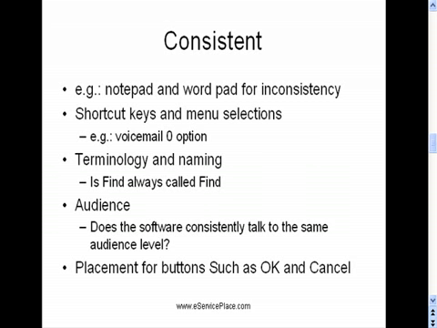And second, the shortcut keys and menu selections. Whenever we use a shortcut key, it should be used for the same functionality throughout the application. If you want an example, let's take the voicemail. In all the voicemail systems, the 0 option is always to get connected to a real person. Terminology and naming. Again, the terms should be used consistently throughout the application. Is find always called a find and not a search in some places? Though they are the same, it will confuse the users.